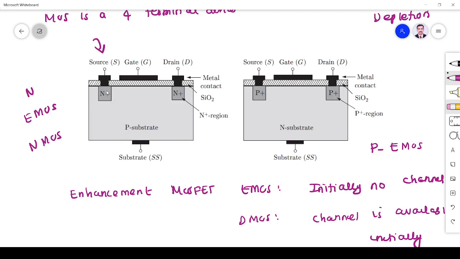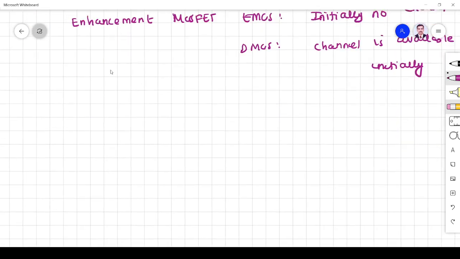Here source terminal is N type, so it is NMOS. Here source terminal is P type, so here you see it is PMOS. It is PMOS and no channel initially, so it is enhancement type PMOS. Here no channel, so enhancement type, source is N type, so NMOS. So like that we can identify the MOSFET type. We will analyze the structure in detail in the next video. It is introduction class only.